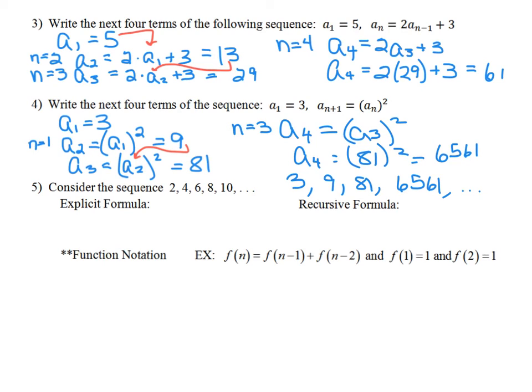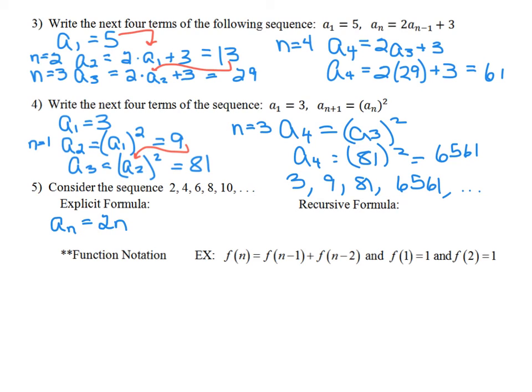For the sequence 2, 4, 6, 8, 10, we can either write the sequence with an explicit formula, where we want our a_n to be in terms of the variable n, whatever the subscript number is. So a1 is 2, a2 is 4, a3 is 6, a4 is 8. You should notice that these are all multiples of 2. So I can write the explicit formula as 2 times n.